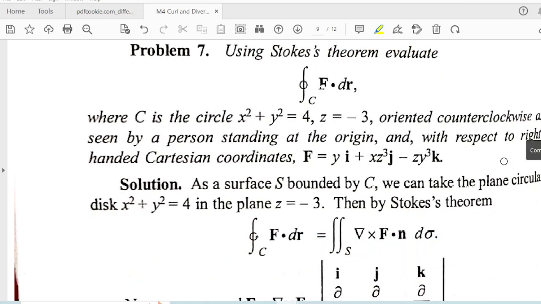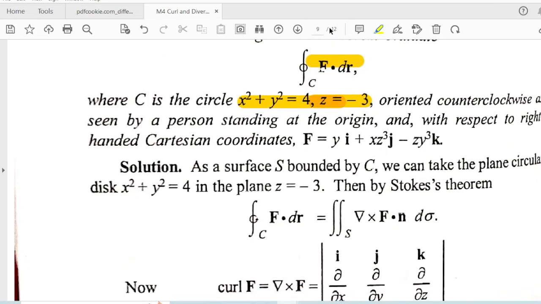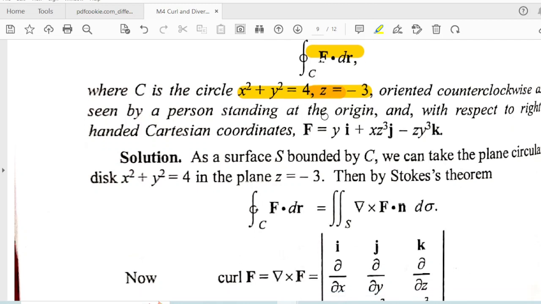So next, we are using Stokes theorem. We have to evaluate this integral, where C is the circle x squared plus y squared equal to 4, z equal to minus 3, oriented counterclockwise as seen from the origin. So here what we have to find is the integral of F dot dr bar.